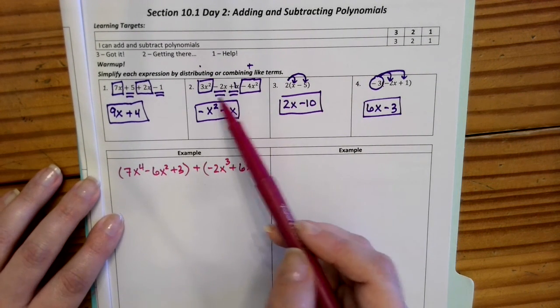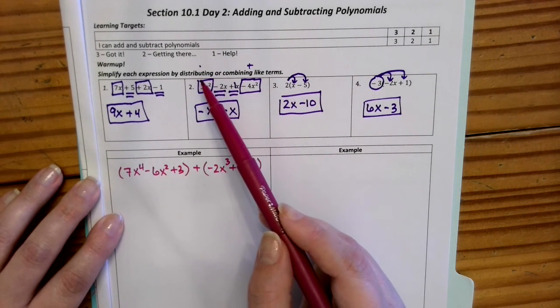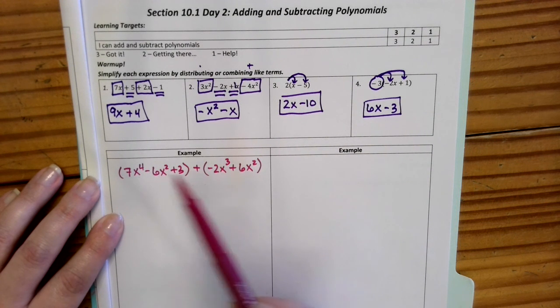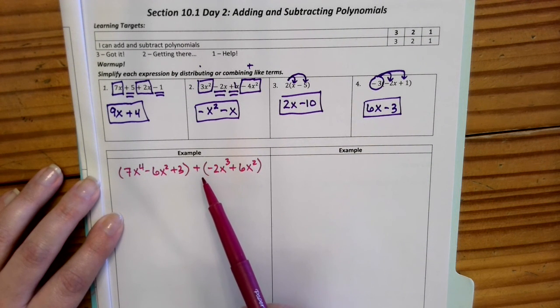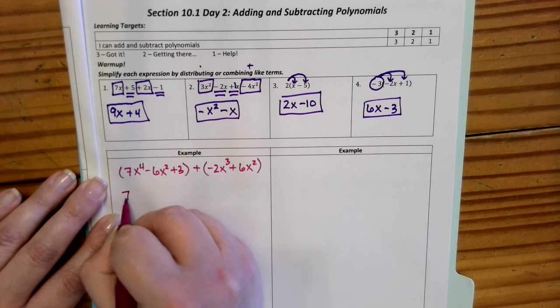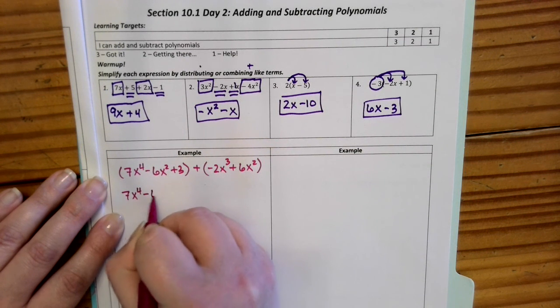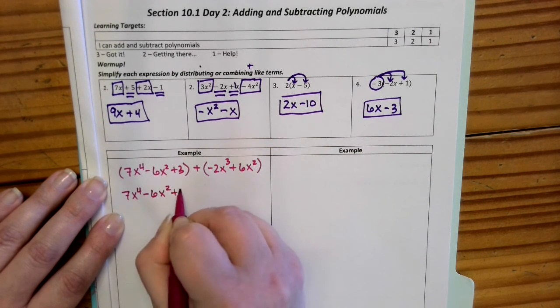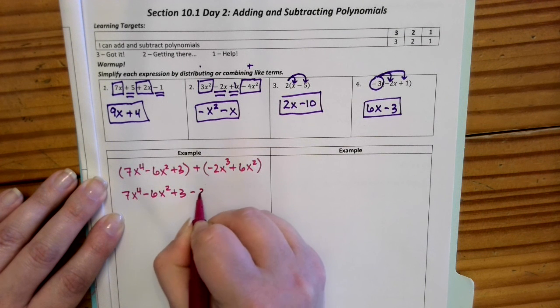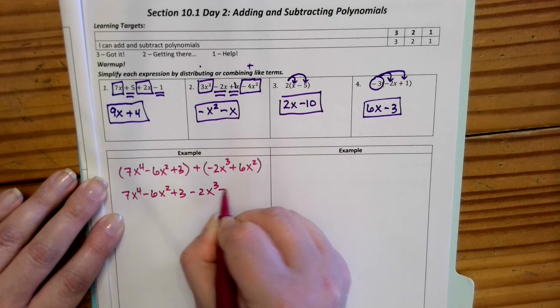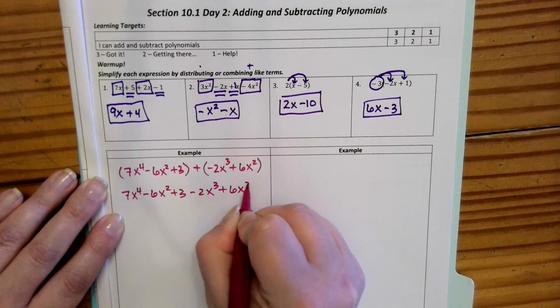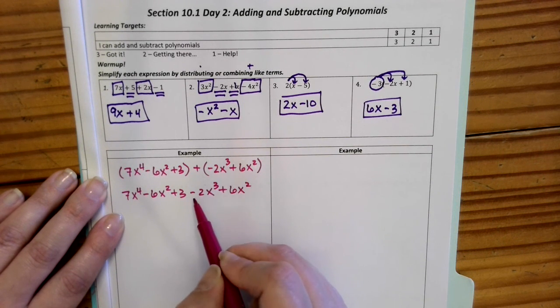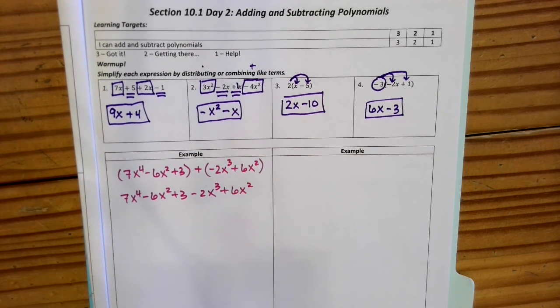Well, the thing we have to remember is we just set up here if there's parentheses that we should be distributing. Well, there's just positive ones in front of here, right? Which really means the first thing we're going to do when we're adding is we're just going to drop the parentheses. So it's 7x to the fourth minus 6x squared plus 3, and then just minus 2x to the third plus 6x squared, right? This plus and negative really just means minus. Well, now that the parentheses are gone, now all I have to do is combine like terms.